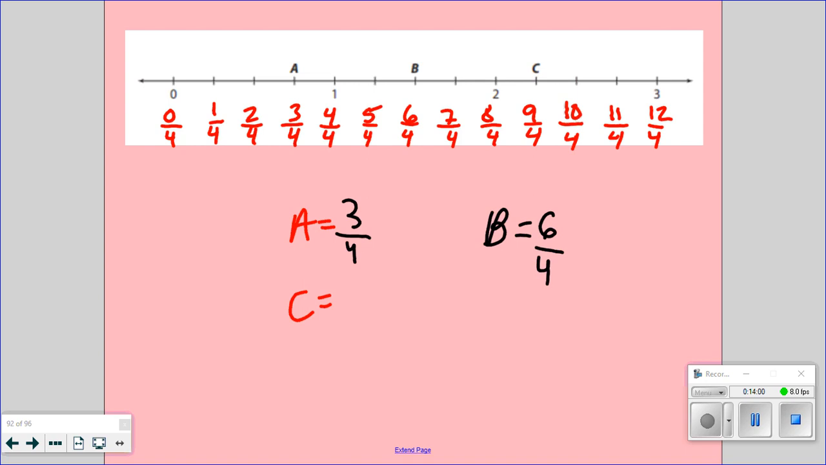Kind of. Skipping 3. 3 what? 3 half. What are we counting by? 3/4. Skipping by 3/4, 6/4, 9/4.